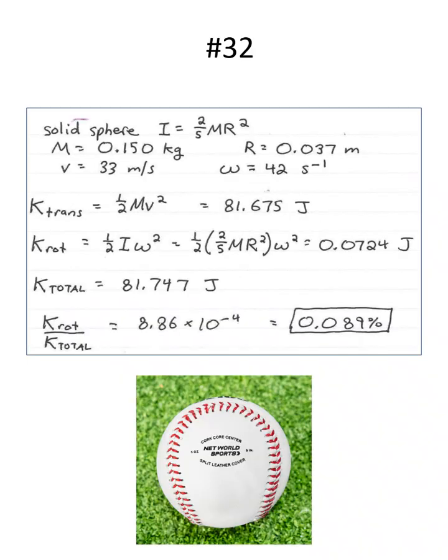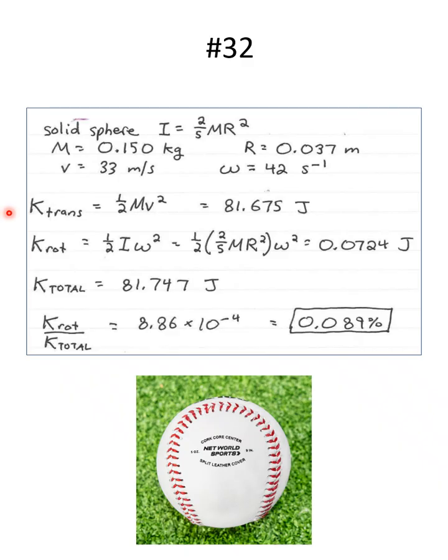Number 32 asks about a baseball with the given information. It asks what fraction of its kinetic energy is rotational. And what we're going to do is compare the translational kinetic energy with the rotational kinetic energy. Here I have all the given information. It's important here to note that for a solid sphere, the moment of inertia is 2/5 mass times radius squared. The translational kinetic energy is 1/2 mv squared.